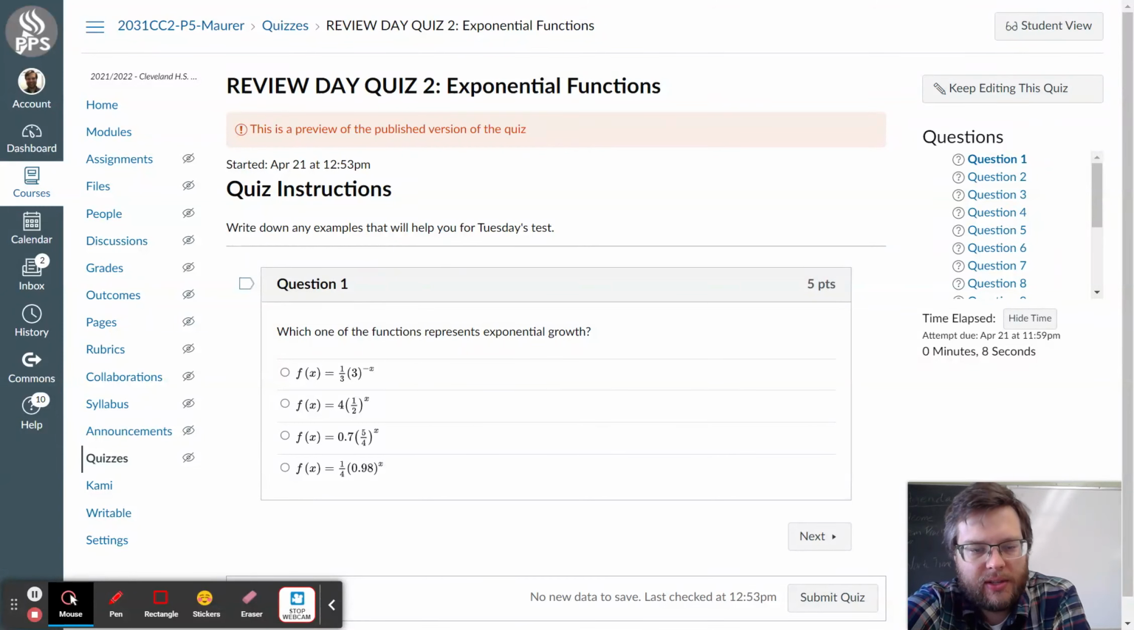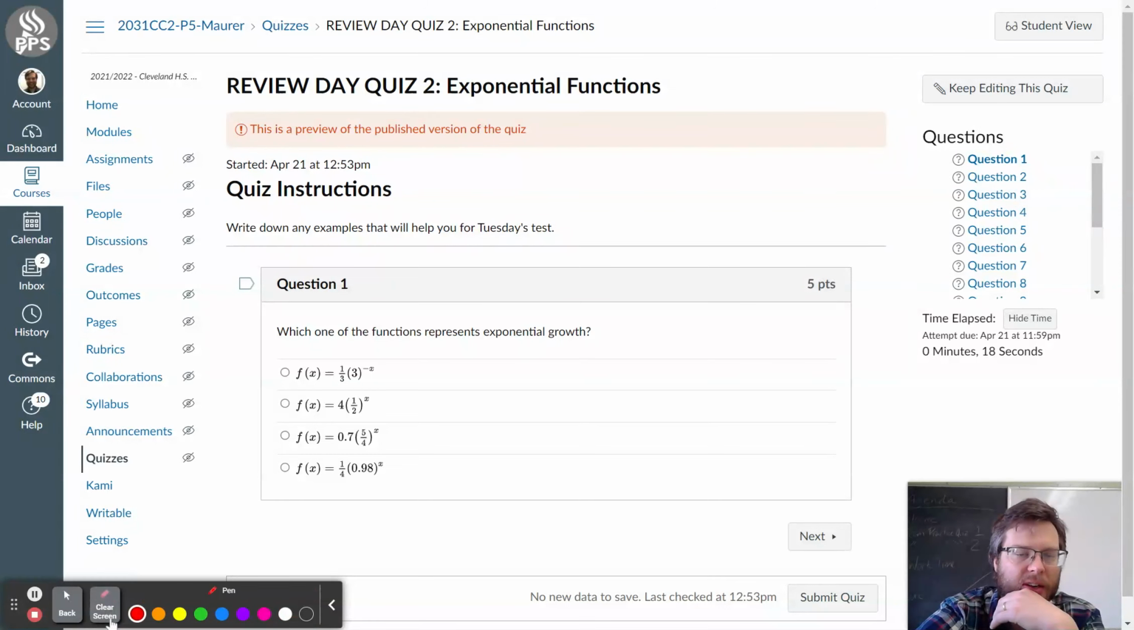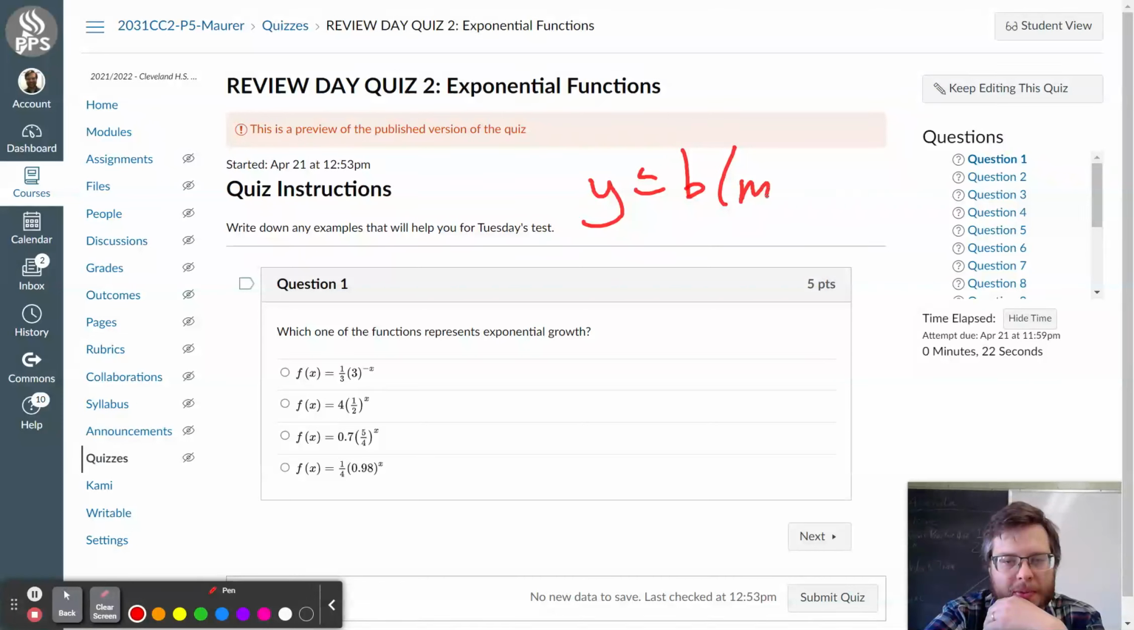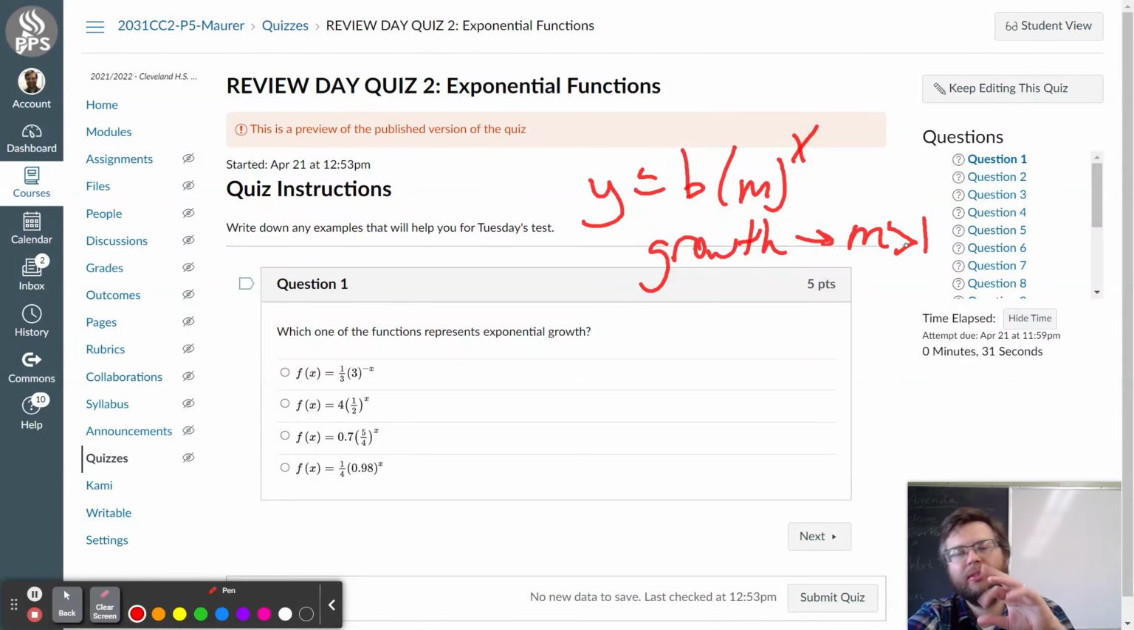Right, here is the other review day quiz. This is focused more on exponential functions rather than focusing on exponential properties. So we're looking for exponential growth right here. And we've looked at a lot of equations that look like b times m raised to the x. And if we're looking at growth, that means that our multiplier has to be bigger than 1. So I'm going to start by just looking for which ones have multipliers that are bigger than 1.